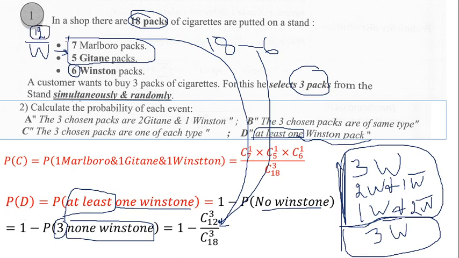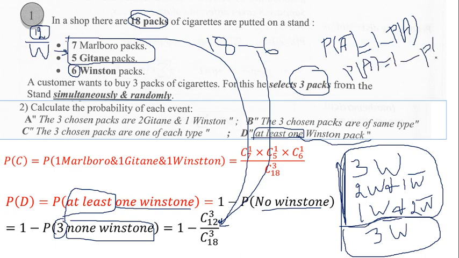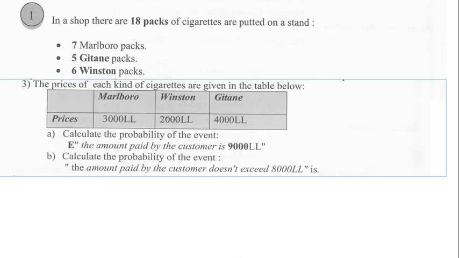So it's the complement. That's why we put 1 minus. Because we know that the probability of A bar, anything I am working on as a complement, is 1 minus the probability of A. Also, the probability of A is 1 minus the probability of what? Of A bar.